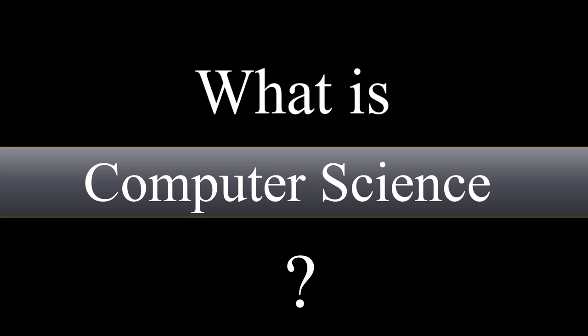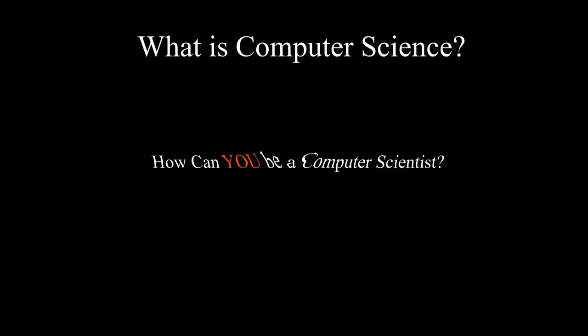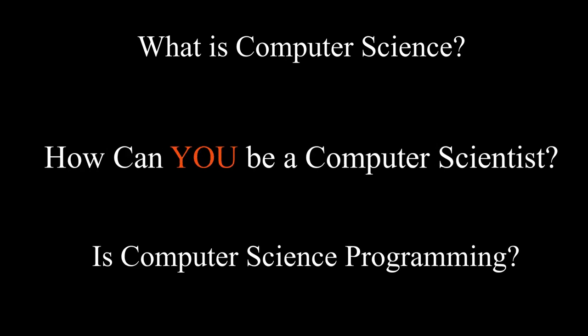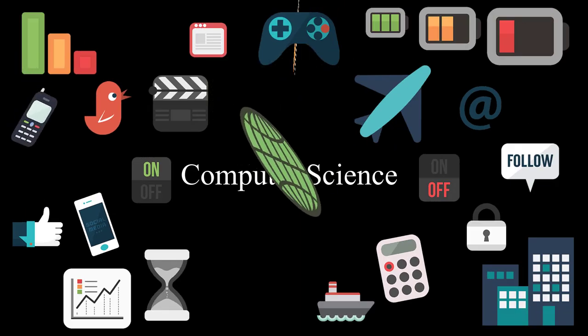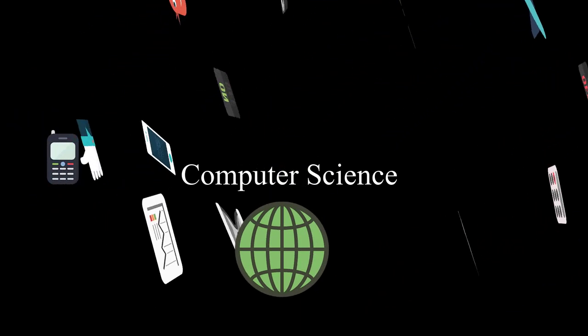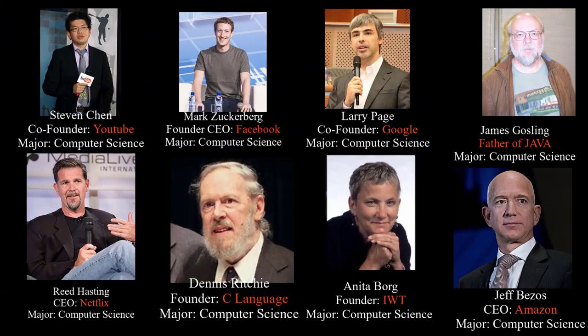What is computer science and what does the field of computer science entail? How can you be a computer scientist? Is computer science programming? The world of computer science and software engineering is diverse and greatly varied. The role of a computer scientist is more important than ever in today's society.